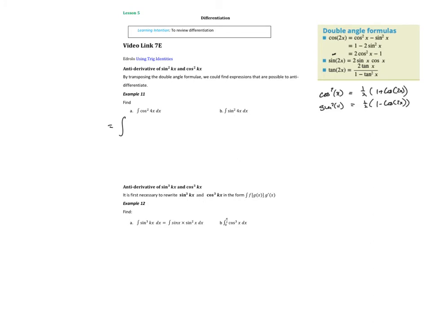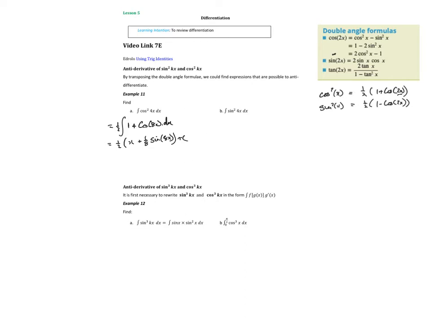So obviously cos squared 4x, twice the angle. If I bring the half out the front, I can write that as 1 plus cos 8x dx. And then if I integrate that, I get a half of x plus 1 on 8 sine 8x plus some constant c, yeah?